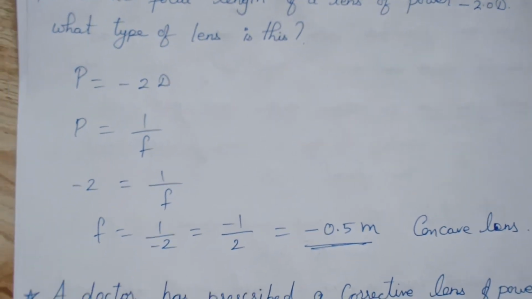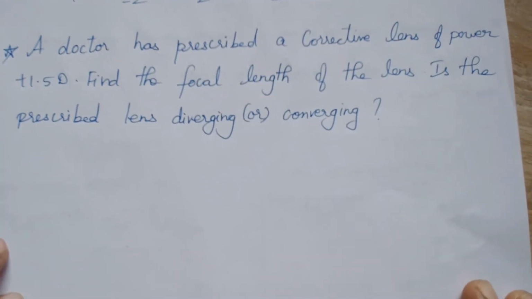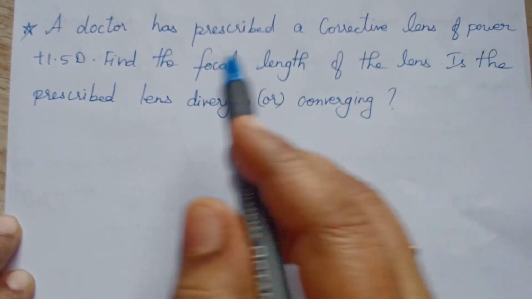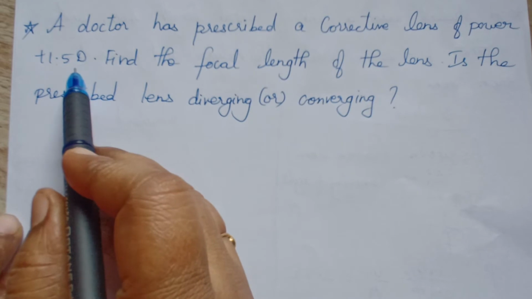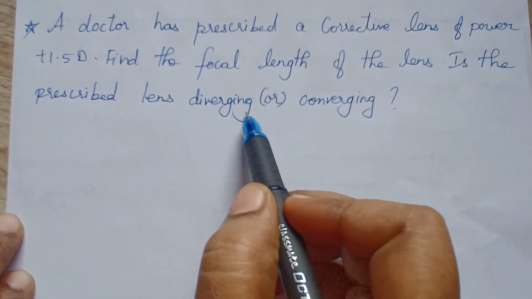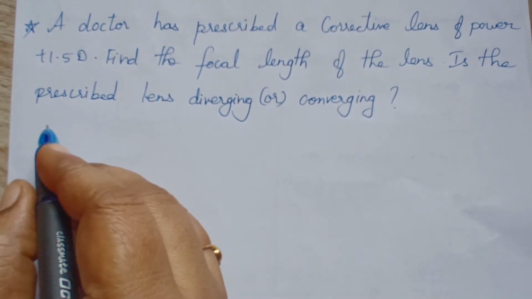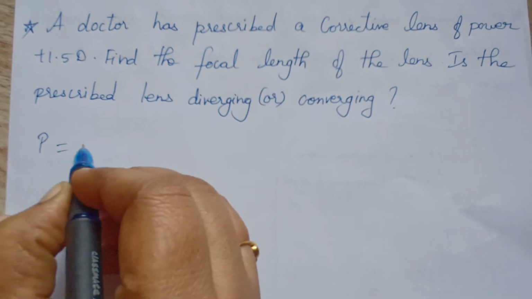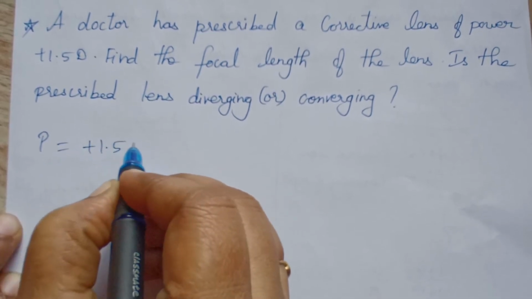Okay, next question. A doctor has prescribed a corrective lens of power plus 1.5 D. Find the focal length of the lens. Is the prescribed lens diverging or converging? They have given the power: power is equal to plus 1.5 D.